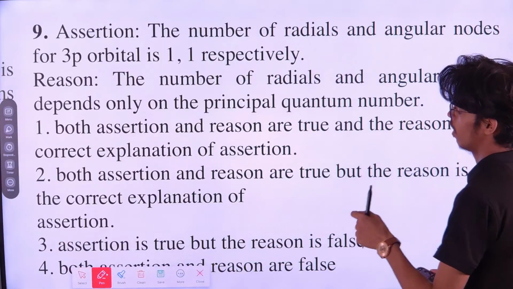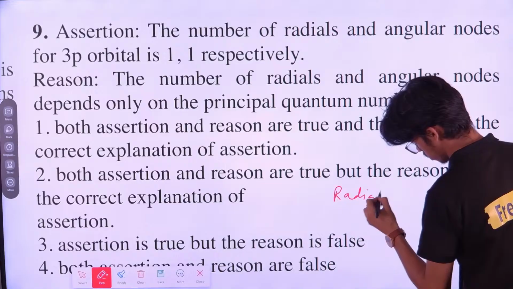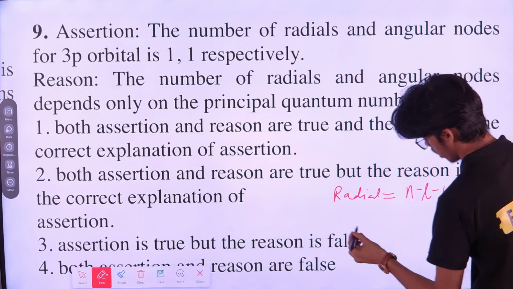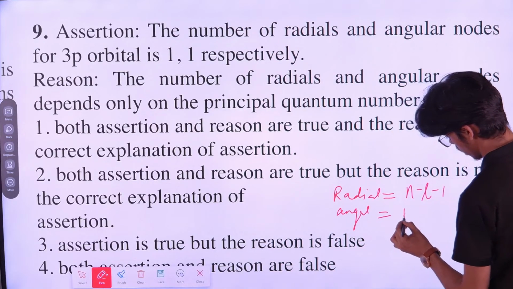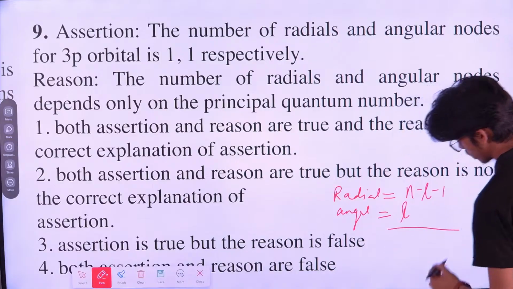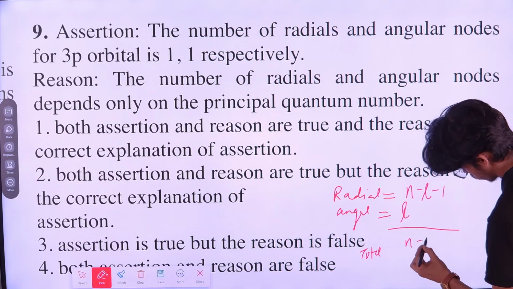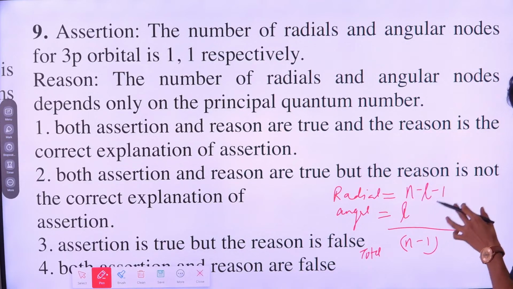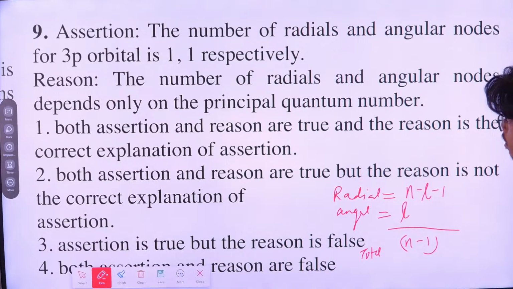Always remember, the number of radial nodes is n minus L minus 1, and the number of angular nodes is L. So if you add them, the total number of nodes is n minus 1. Got it? Now it is saying the number of radial and angular nodes for a 3p orbital is 1, 1. Tell me, is that the answer?